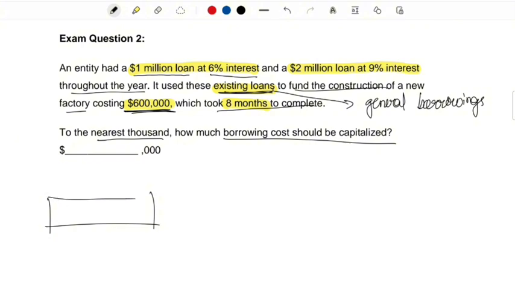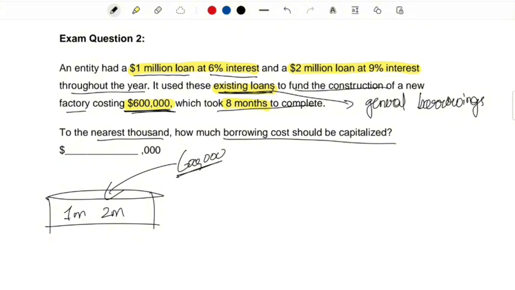If we have this pool of funds, with funds from a 1 million loan and a 2 million loan, all of this is combined together. So in a pool, they are all mixed up. When, for example, the manager came and said that we want a loan to construct the asset, the treasury department must have taken out 600,000 out of this pool.